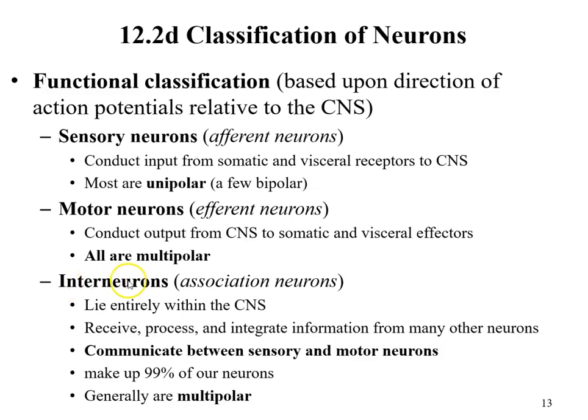And then you have interneurons or association neurons. These lie entirely within the central nervous system. They're going to receive, process, and integrate information from many other neurons. They form the communication between sensory and motor neurons, and they make up 99% of the body's neurons. Generally, these are multipolar as well.